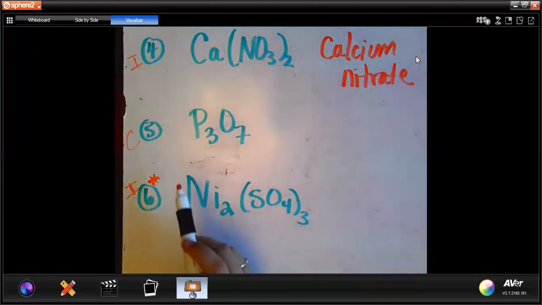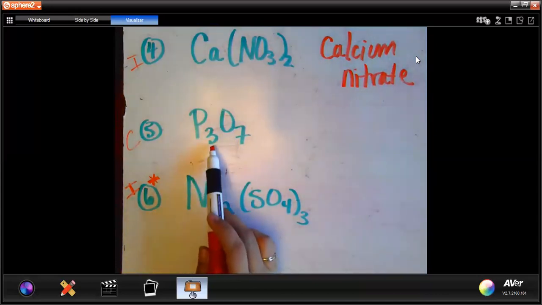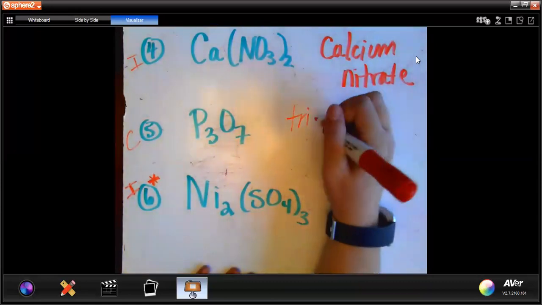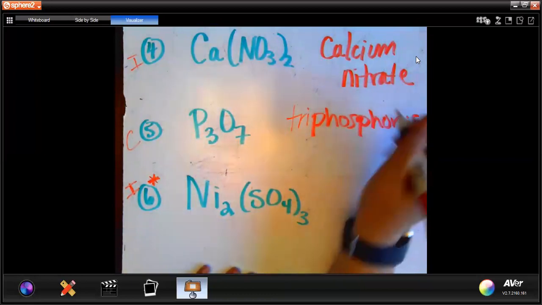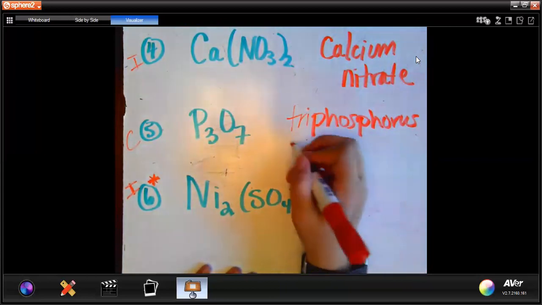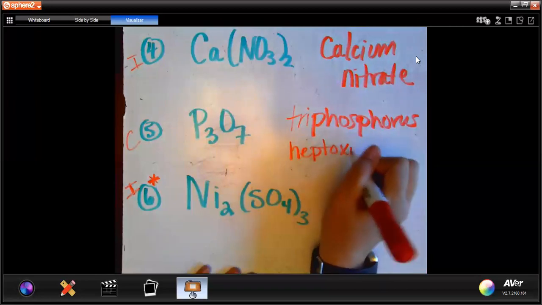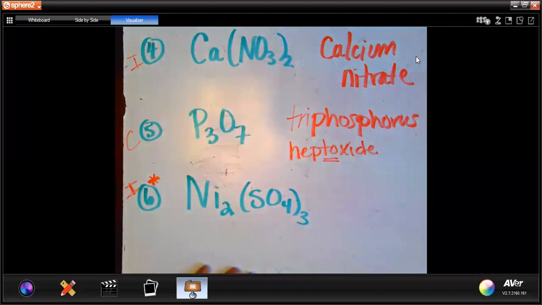Right, and then number 5, we have phosphorus and oxygen. And this time we have 3 phosphorus. So the prefix for 3 is tri. So we write triphosphorus. Then we have 7 oxygens, and 7 is hepta, and that would be heptoxide, because remember, we drop out the A, so it's not heptaoxide, but heptoxide. Again, you're going to want to keep reviewing your prefixes so you don't forget those.